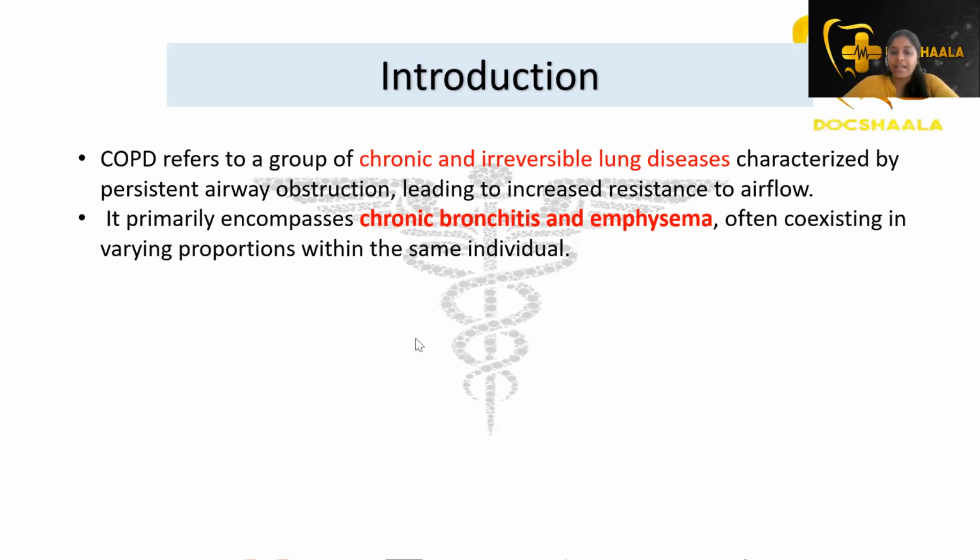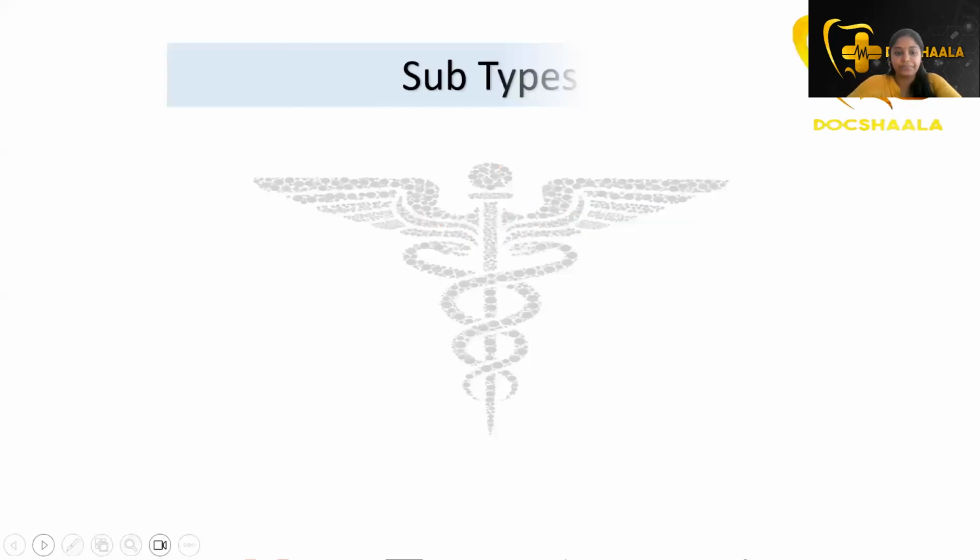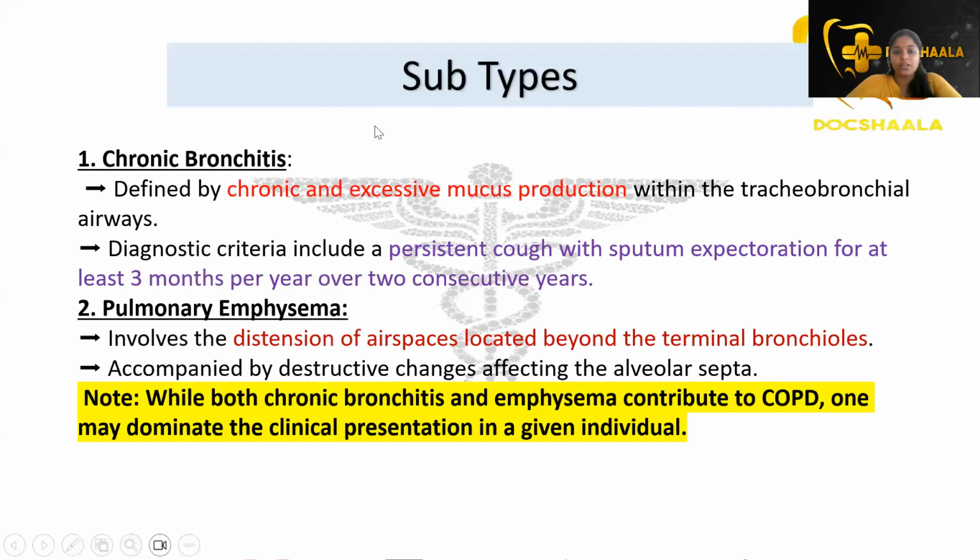It primarily encompasses chronic bronchitis and emphysema. They often coexist, or one might predominate over the other. So it varies in different individuals. Okay, so let's see: what is chronic bronchitis and what is emphysema?